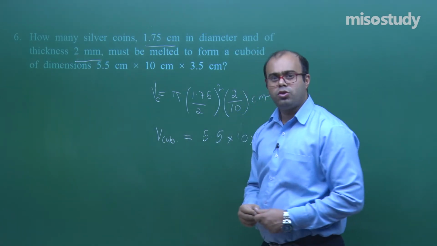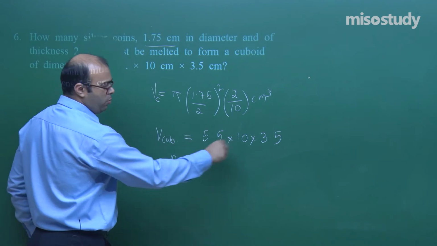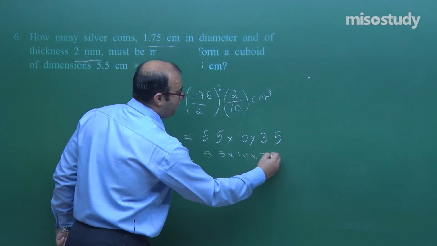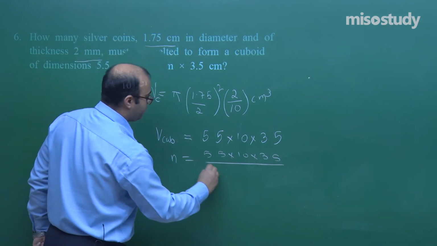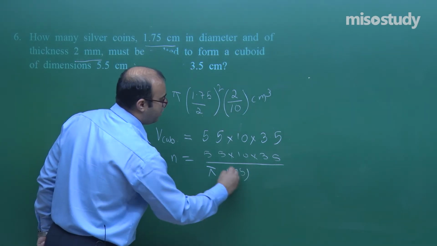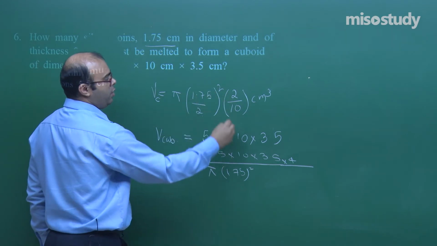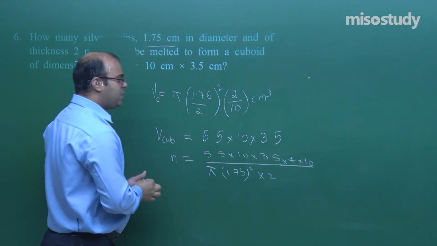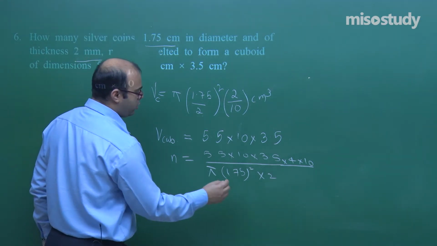So how many coins do we need? The number of coins will be equal to the total volume of the cuboid, 5.5 into 10 into 3.5, divided by the volume of one coin, that is pi 1.75 by 2, that is 1.75 square, and here it is 4, this 2 will go in the numerator, into 2 by 10. So this is 2 and this is 10 again. This is the value which you have to find out. Let us see, we can find it out.